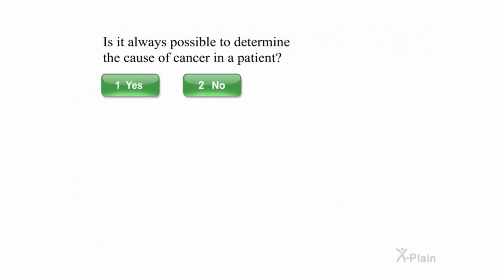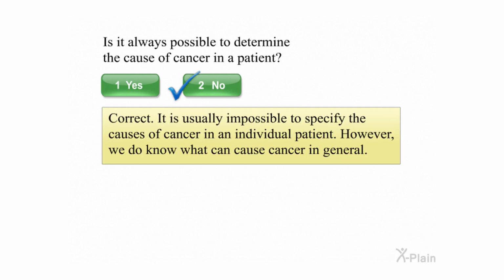Is it always possible to determine the cause of cancer in a patient? Select yes or no. Correct. It is usually impossible to specify the causes of cancer in an individual patient. However, we do know what can cause cancer in general.